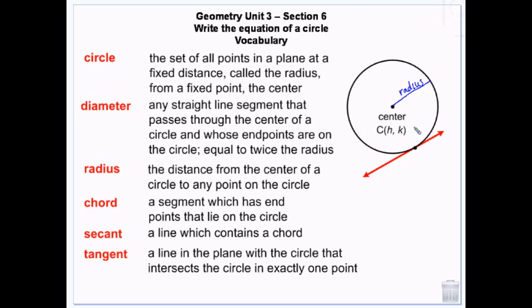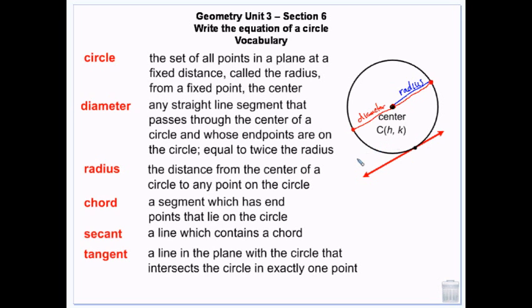The diameter goes through the center of the circle from one side to the other. So the whole red line is the diameter, and the diameter is twice the length of the radius, or the radius is half the length of the diameter, however you want to think about it. The endpoints of the diameter are on the circle, and the midpoint of the diameter is the center of the circle.